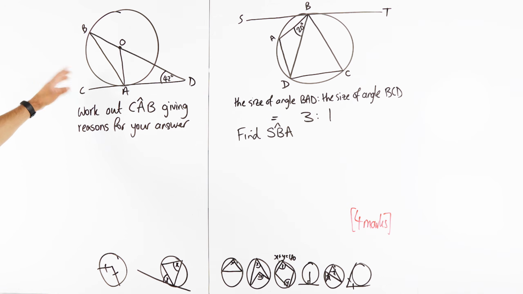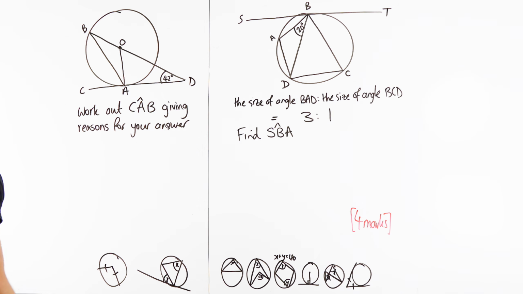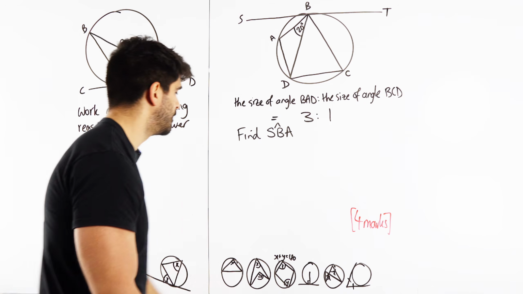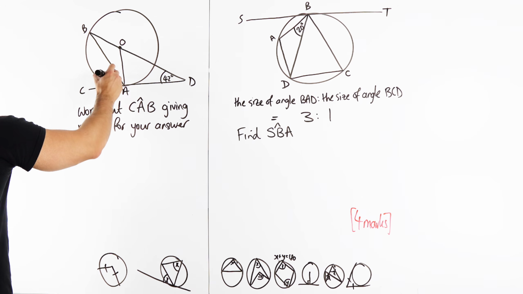So here we have this situation. We have A, B on the circumference. Here we have the center O. We have CD being a tangent. So I'm really thinking about these kind of ones, if applicable. So work out the angle CAB. All right, this one. Okay, let's call that X.